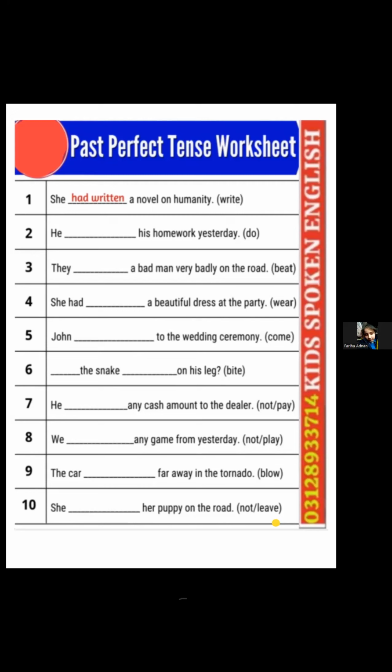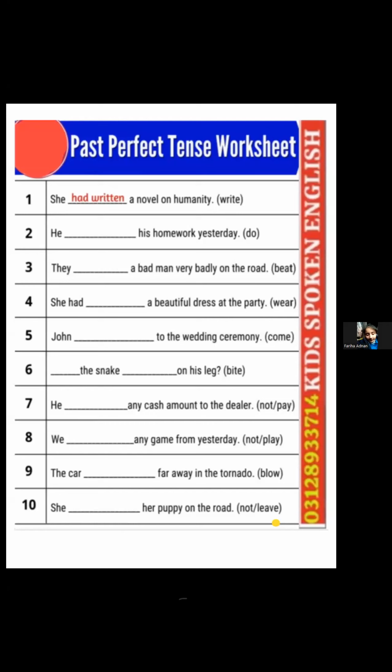Okay, dear student. Okay, Fariha, it's your turn now. Kindly unmute yourself. Yes, ma'am. Make sentence number 6. The snake dash on his leg. Bite is the option. The snake had bitten on his leg. What is the third form of bite? Bitten. Yes, perfect. Really well done.